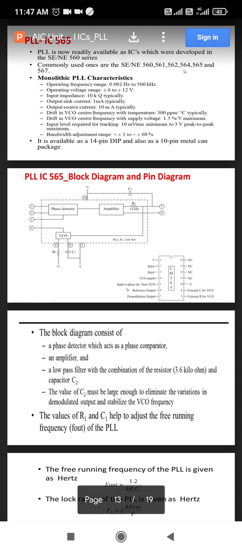At pin number 8 we can connect the external resistor, and at pin number 9 the external capacitor. This R and C decide the center frequency of the VCO. The maximum center frequency we can keep is up to 500 kilohertz, because in the features we saw the operating frequency range maximum is 500 kilohertz. So the maximum frequency we can set for the VCO is 500 kilohertz, which you can remember.